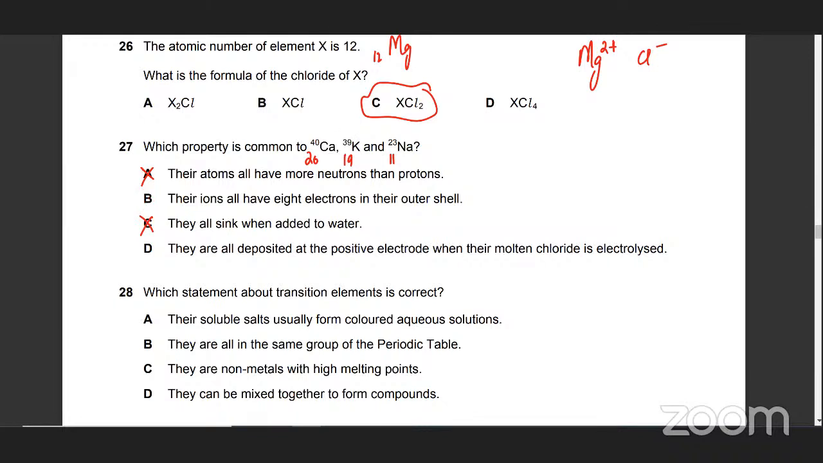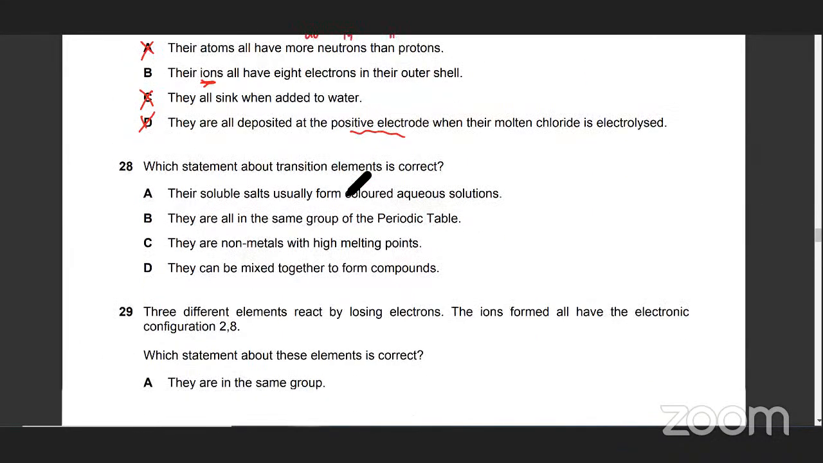ये आखिरी भी गलत है. They all get deposited at the positive electrode. They don't get attracted to the positive electrode. B गलत है क्योंकि हमने इसको overlook किया था. Ions की वो बात कर रहा था. तो ions are going to have 8 electrons.